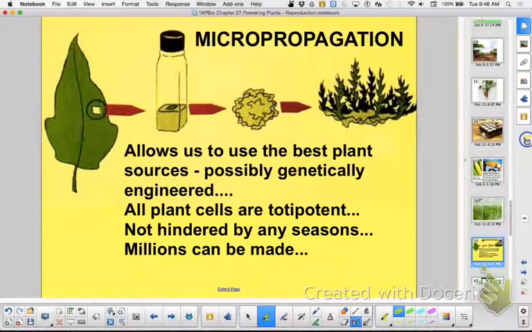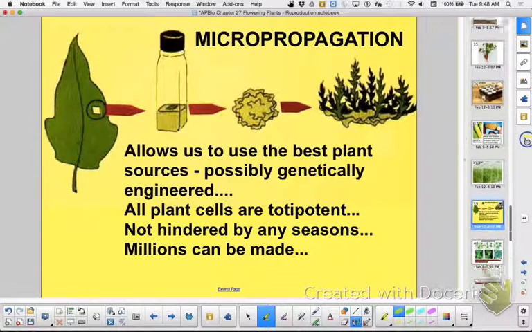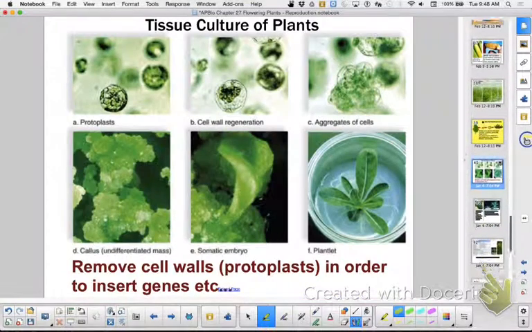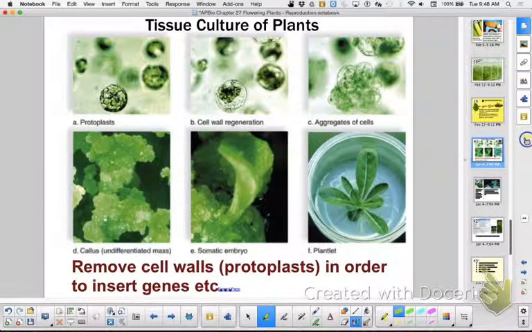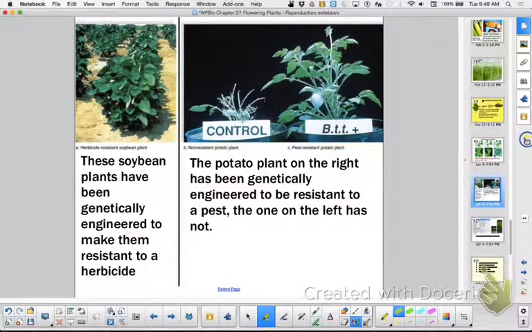They usually use meristematic tissue and combinations of what 2 hormones? Auxin and cytokinin, which we already know and love. Uses include producing plants like bananas that are sterile, or for plant conservation. So here's an example of some tissue culture in plants. Here, this is just showing you the ones on the right have been genetically engineered to be resistant to a pest. The one on the left is not.